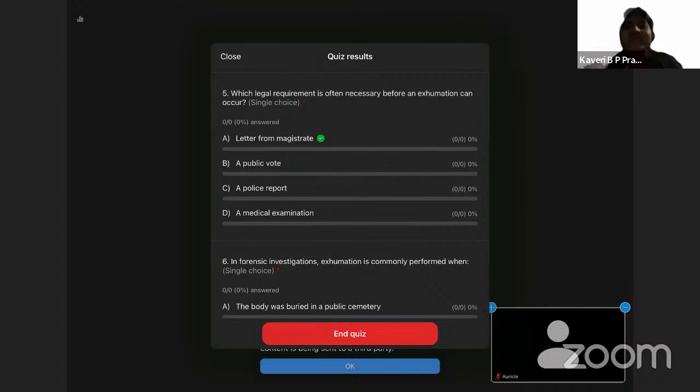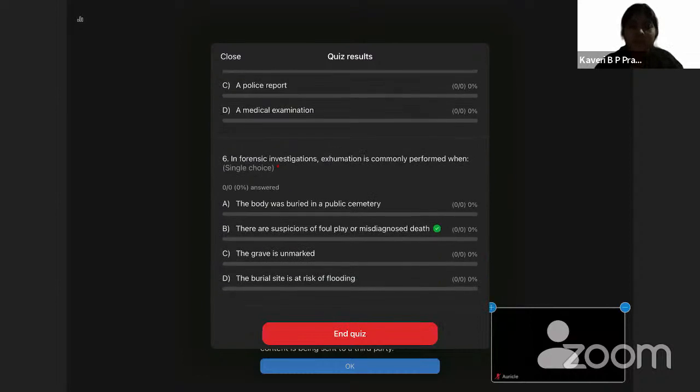Because a magistrate's letter is useful in certain cases where, for example, a death occurred in police custody, police firing, a dowry death, in mental hospitals, or for exhumation. These are the very few things that you have to know. It should be there on the tip of your tongue where a letter from a magistrate is required. Exhumation is one such thing. Coming to the next question.